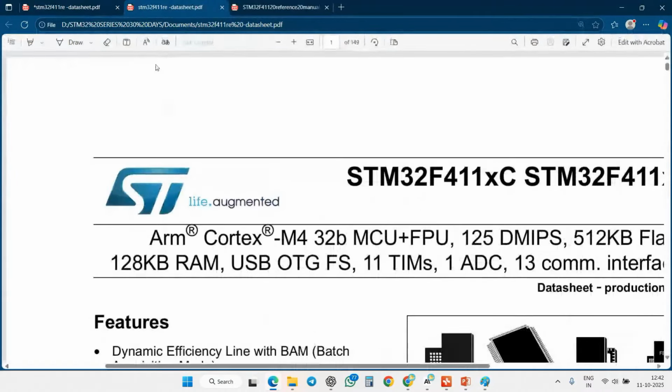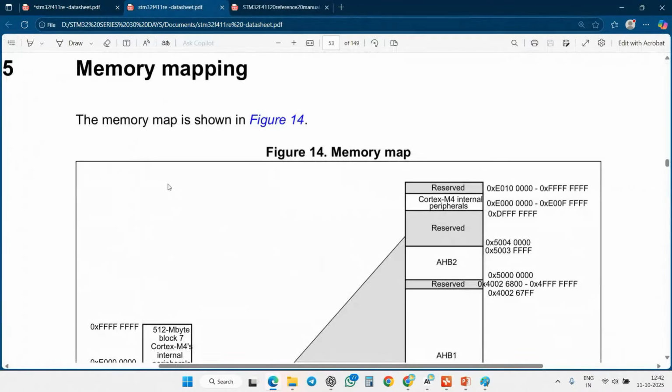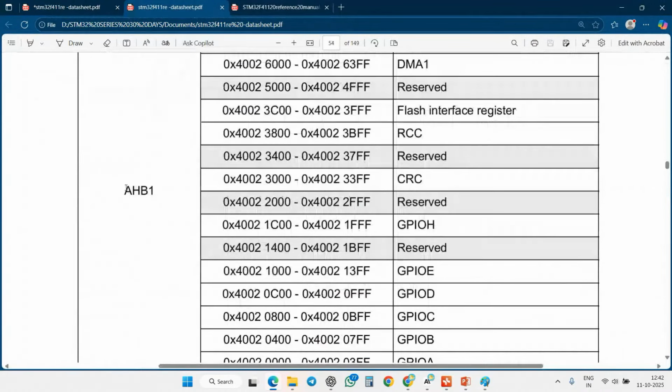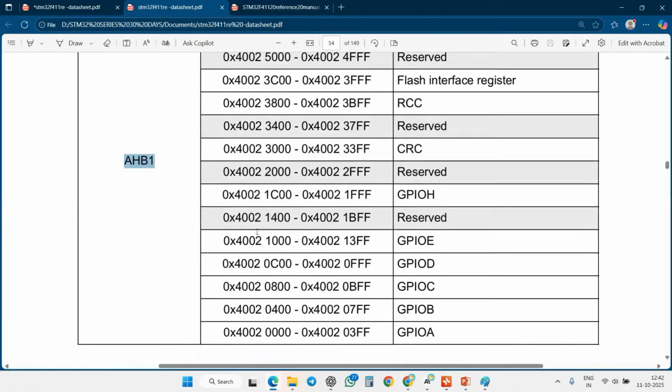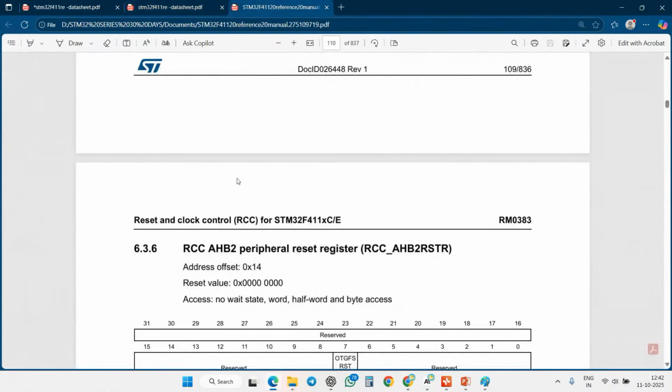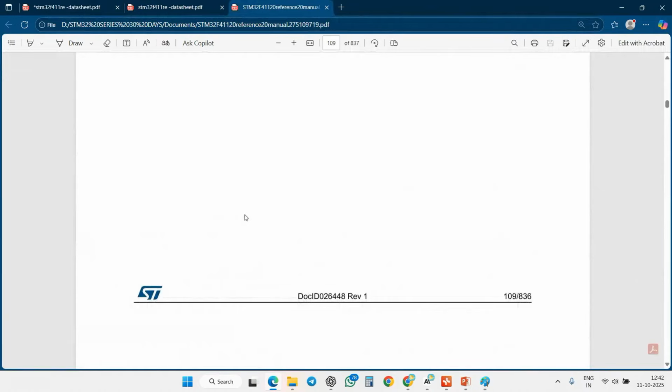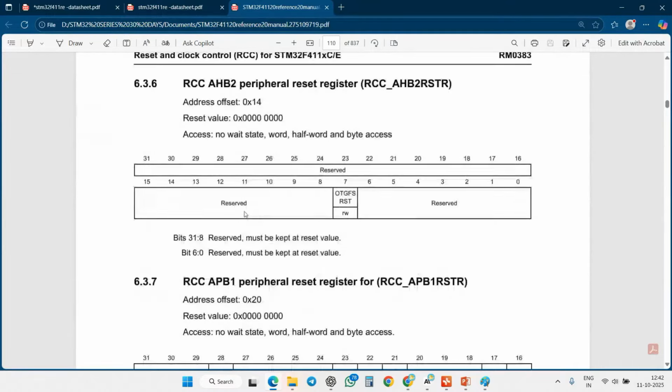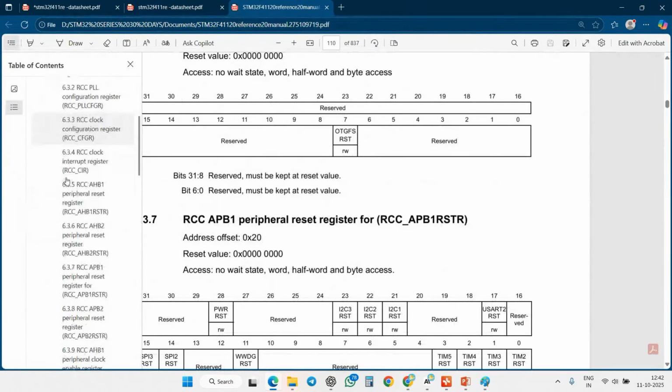Just duplicate this and go to this memory mapping and go to this one. So here I have AHB1. If I want to configure AHB1, in this AHB1, I'm specifically using a GPIO. Okay, I need to configure the GPIO. The boundary address of this one is this. And you need to find out the base address offset of this one. So you just take the data from the reference manual. What is the AHB1? I've simply taken the data.